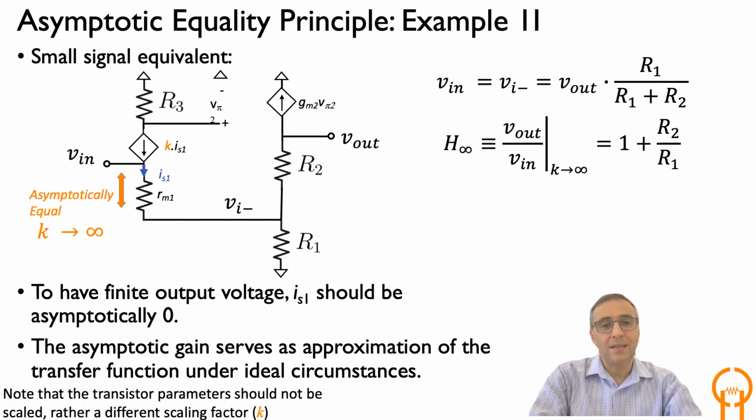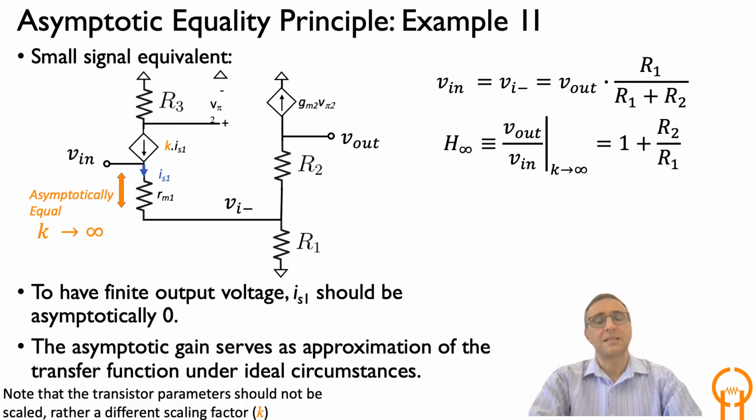So if you take K to infinity, what you see is that to get a finite V out, of course, you have to have a finite V pi 2, and to have a finite V pi 2, you basically need K times IS1 to remain finite, and under K going to infinity, the only way is that IS1 has to go to 0. Because that product needs to remain finite, which is the current of that first current source. And that means that IS1, the current through RM1, is going to be 0, which means that Vin and Vi minus are going to be equal. And again, you have a very similar expression as before. So basically, you can write that Vin and V out are related by a voltage divider ratio of R2 and R1, which we have shown here on the top right.